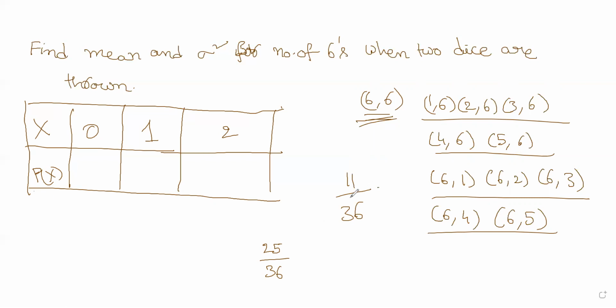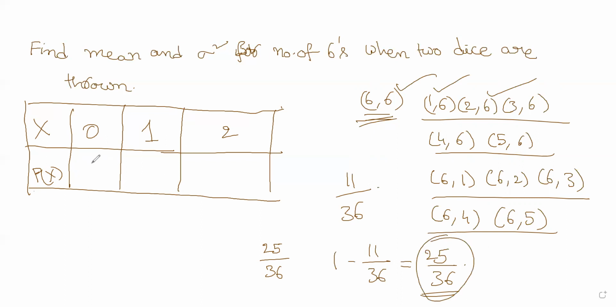So you don't want the 6, that is 1 minus 11 by 36. So that is 25 by 36. Easily you arrived here. Right? So which is the best method? This is the best one. Clear? So you got 25 by 36. This is the case where you will not get the 6.